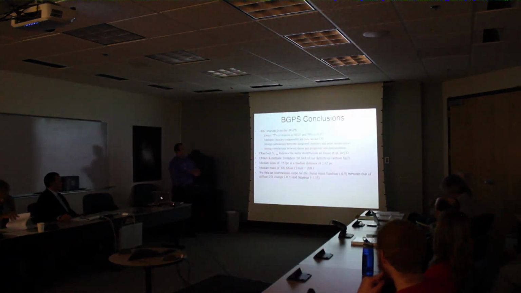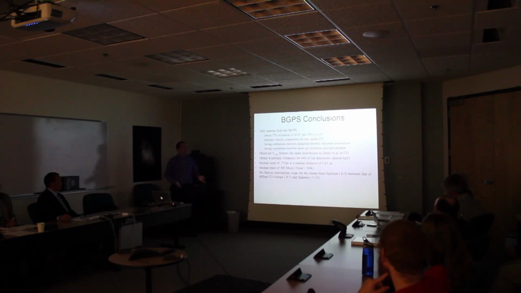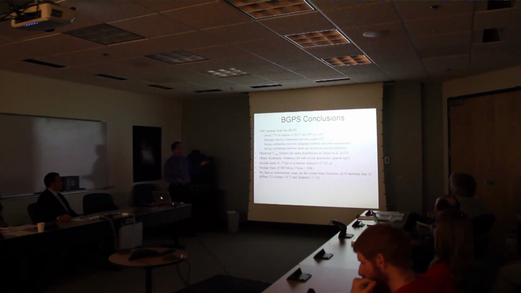So, conclusions from this part of the talk: from our BGPS follow-up survey, we observed about 2,000 sources, of which 80% were detected in HCO+, and about 50% in N2H+. Multiple velocity components were really rare, which is unlike the carbon monoxide, so we're able to determine distances from this information. We have strong correlations between the integrated intensities and peak temperatures, as well as strong correlations between all of the dense gas emission and the dust emission.